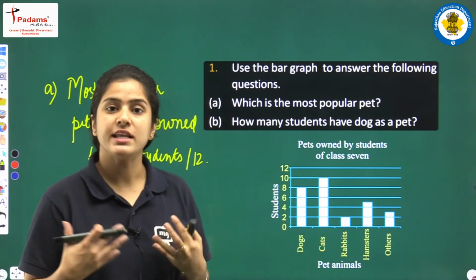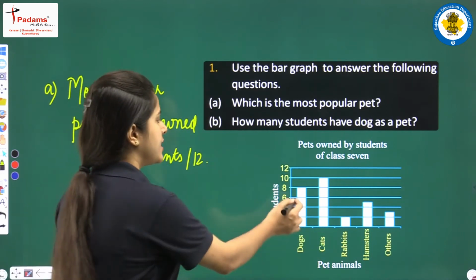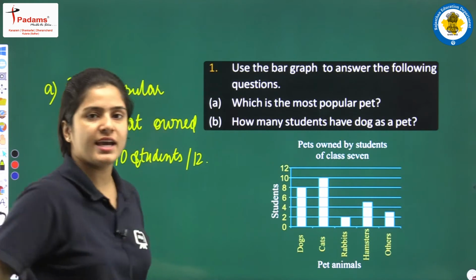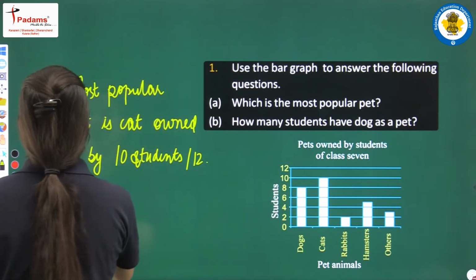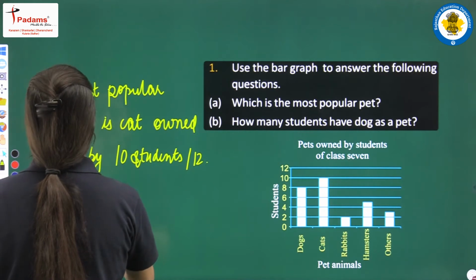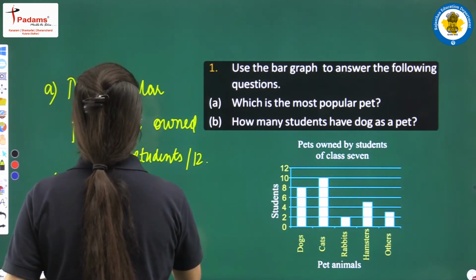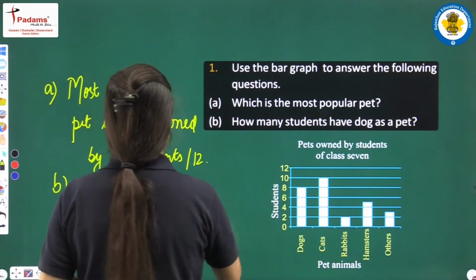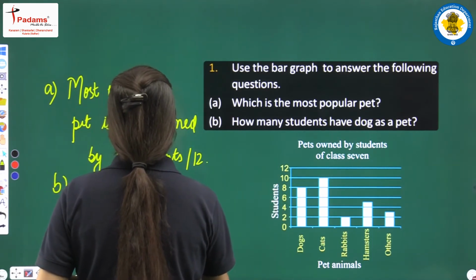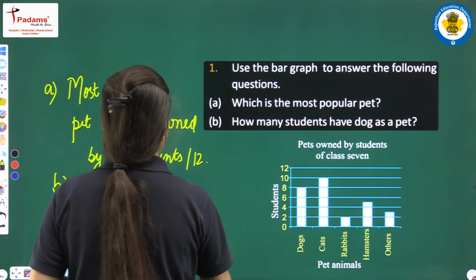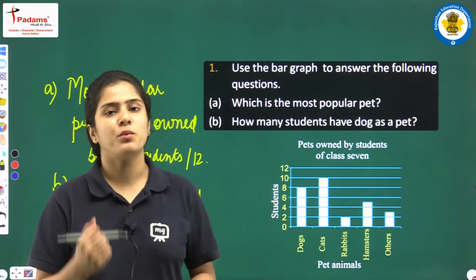All right students, now how many students have a dog as a pet? Clearly 8. So dog is the pet of 8 students. So the B part's answer is dog is owned by 8 students out of 12. All right students, so this was all about question number 1.